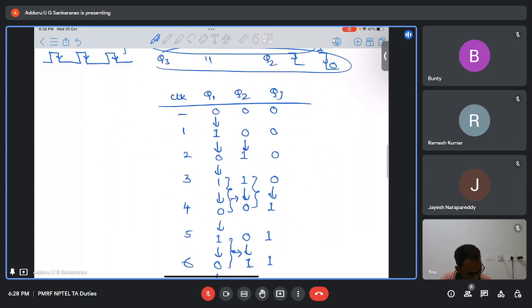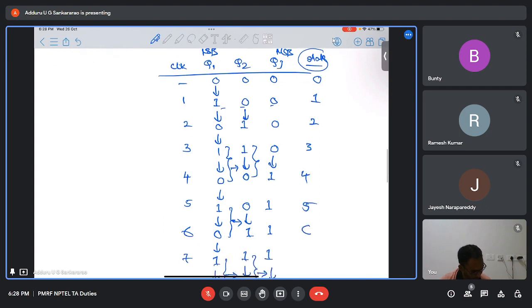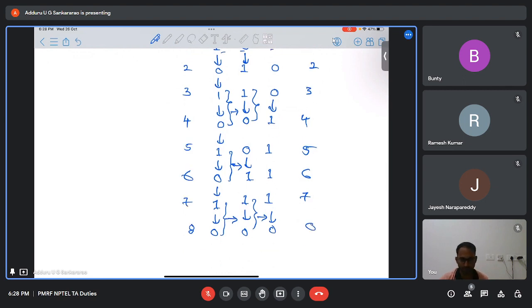If you take Q3 as MSB and Q1 as LSB, and write the decimal equivalents for the states, 0 0 0 means state 0, then 0 0 1 is 1, next one is 2, 3, 4, 5, 6, 7, then 0. Again, from then onwards, for every 8 clock pulses, the same pattern will repeat.